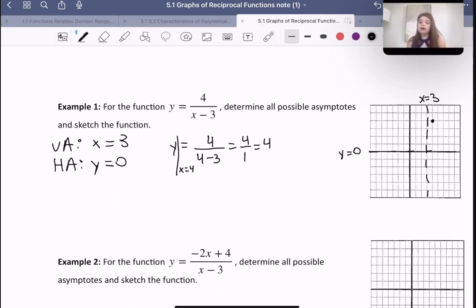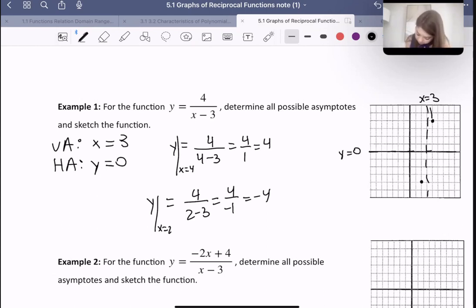And then what about something that's less? What about 3, for example? Well, 3 we can't do because it's the asymptote. What about something less than 3, like 2? What would y be when x is 2? This would be equal to 4 over 2 minus 3, which is 4 over negative 1, which is negative 4. So therefore we have (2, negative 4) like that, and that's where another point is.